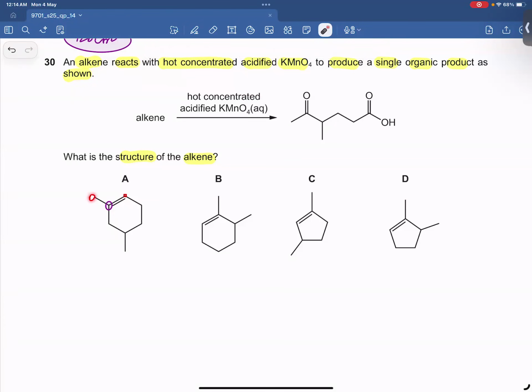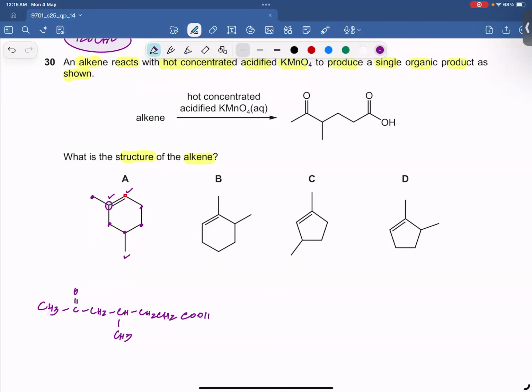मैं यहां से स्टार्ट कर रहा हूं. This is CH3. This is CH3. This is C double bond O. This is CH2. This is CH. Then we have CH3, this one. This is CH2, this is CH2. And this CH will turn to COOH.